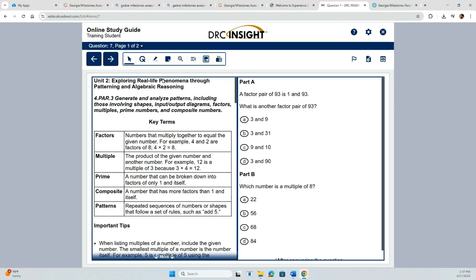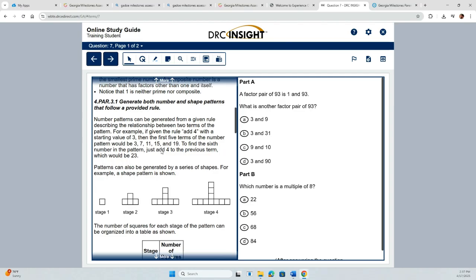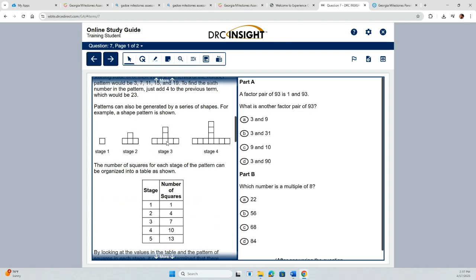Okay, this is Unit 2, exploring real life phenomena through patterning and algebraic reasoning. As you notice, you see reasoning a lot. That's what we're trying to get to with mathematics, that the students can explain why things are happening, not just so they can count and memorize multiplication facts. It's not the same anymore, parents. They have to provide reasoning for why something is what it is.